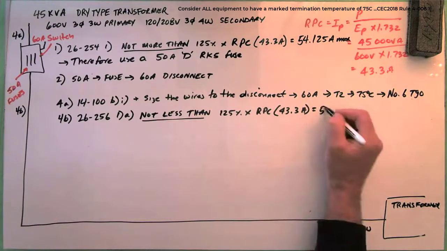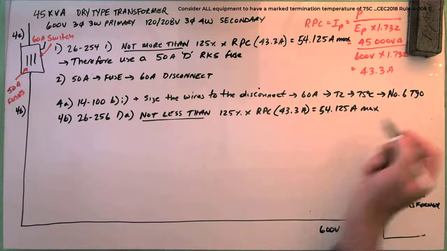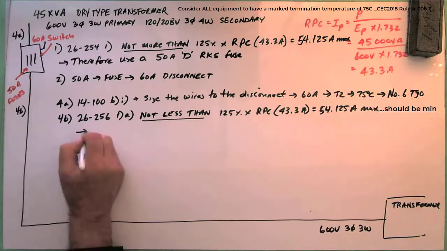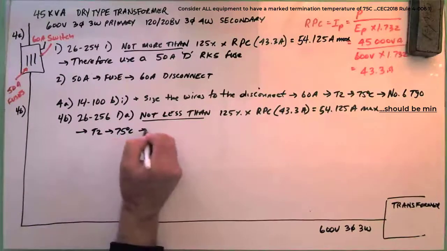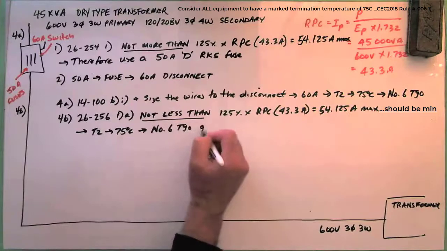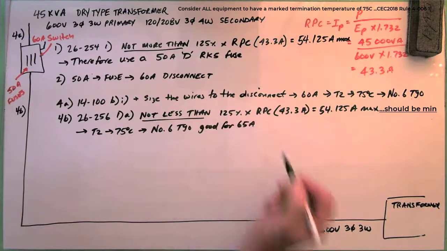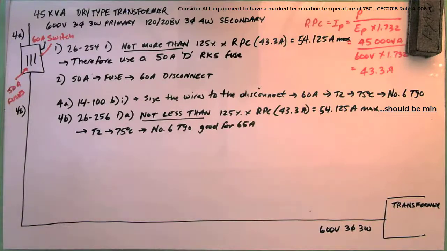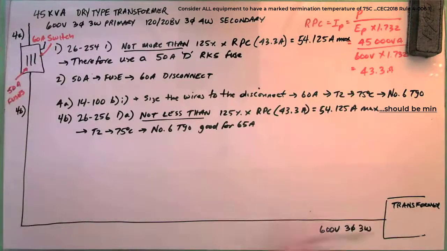I got 54.125 amps max. We go to Table 2, 75°C. We use a number 6 T90. I'm just going to write over here good for 65 amps. I just get used to writing it all the time. Good for 65 amps. Okay, so now I got number 6 is coming in, number 6 is going out.